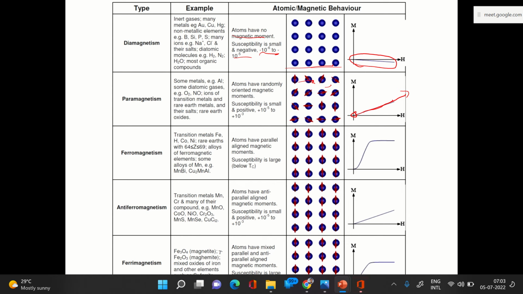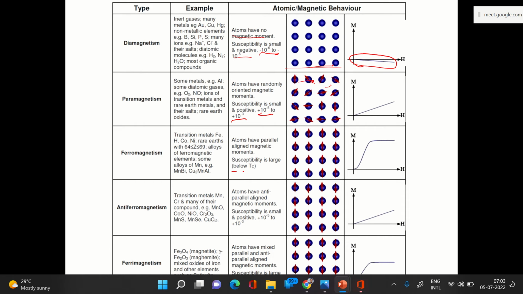That is a typical curve for paramagnetic materials, where you find a straight line in the M versus H curve with a slope that is much larger and positive. The slope gives you the susceptibility. Susceptibility is about plus 10 to the power minus 5, a positive and larger value.